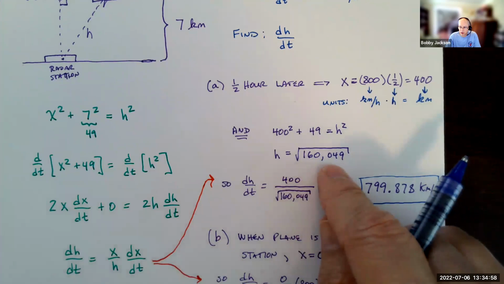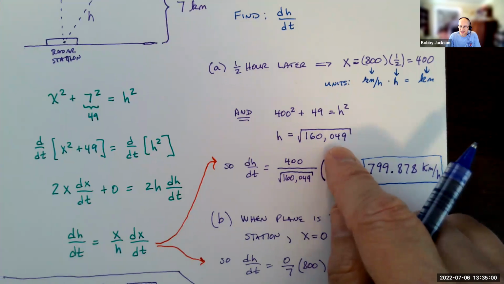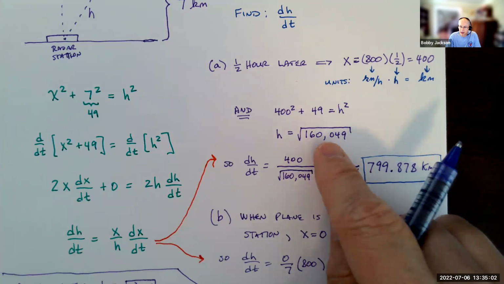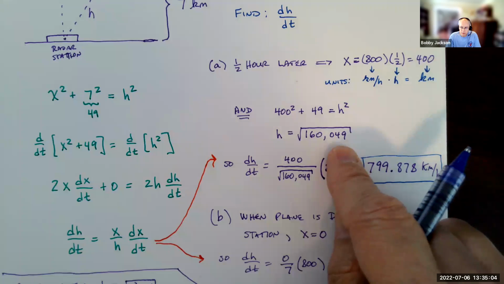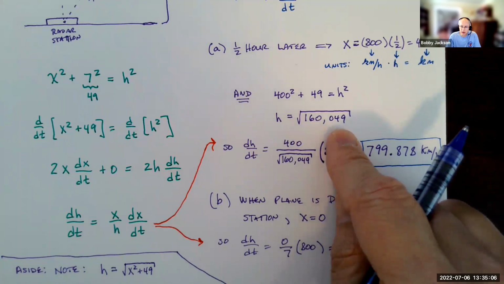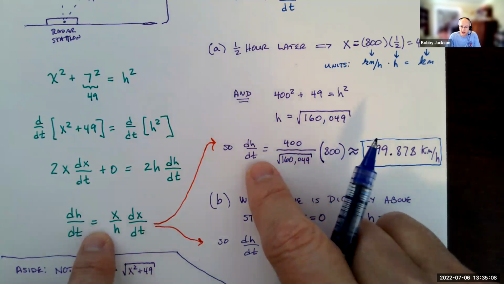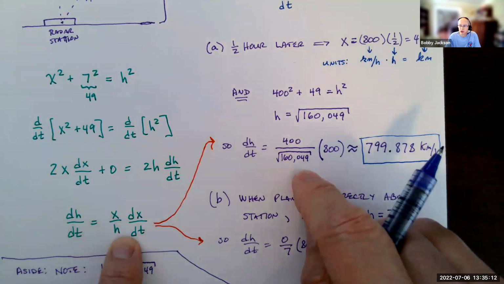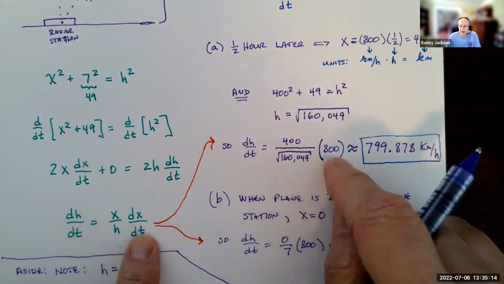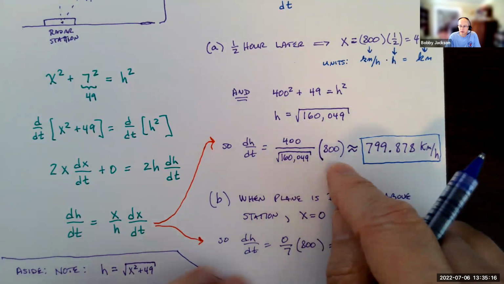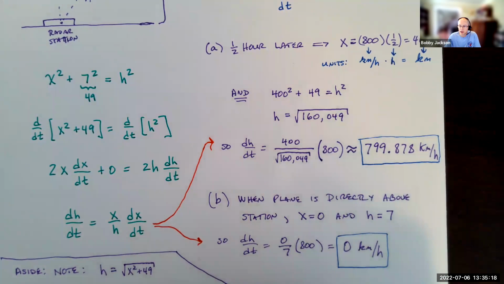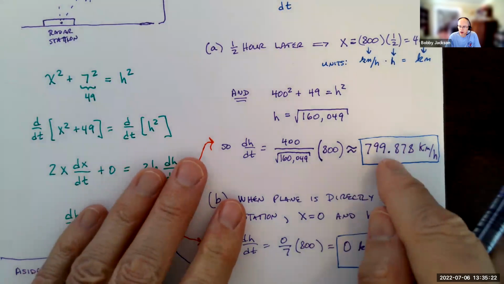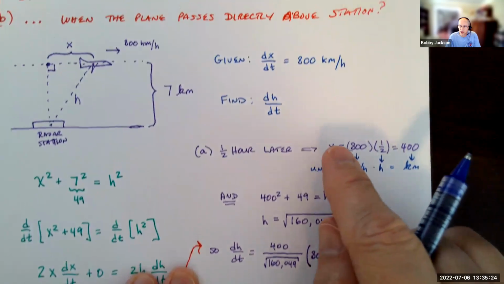h is the square root of 160,049. So now I can plug in, right? dh/dt right here is x, which was 400, divided by h, times dx/dt, which is 800. Evaluating that gives me 799.878 kilometers per hour.